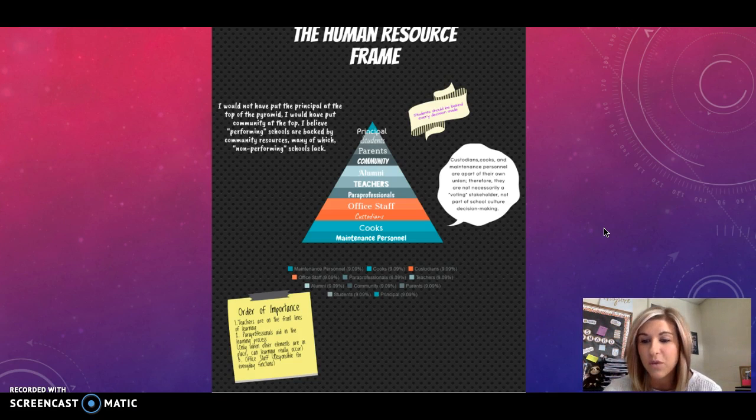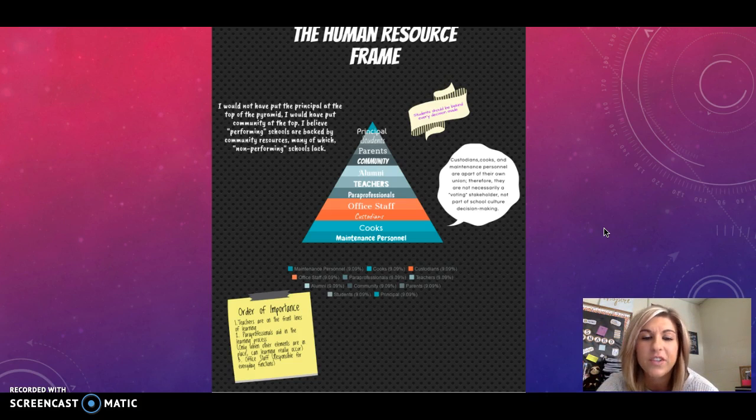I necessarily wouldn't have put the principal at the top of the pyramid, but in terms of this assignment, it said to. I probably would have put community at the top because I believe a lot of performing schools in my community or my town are backed by community resources, which many of our non-performing schools lack.